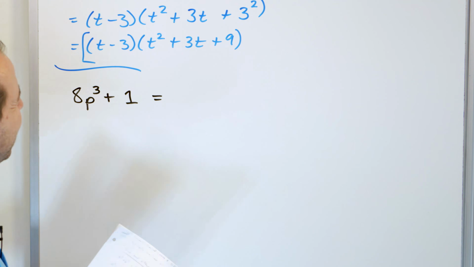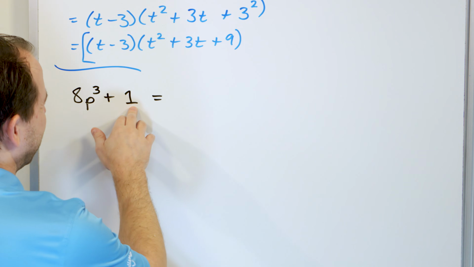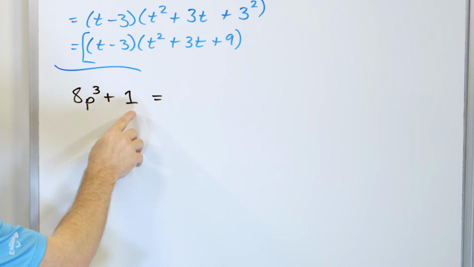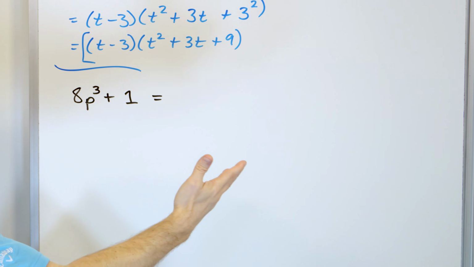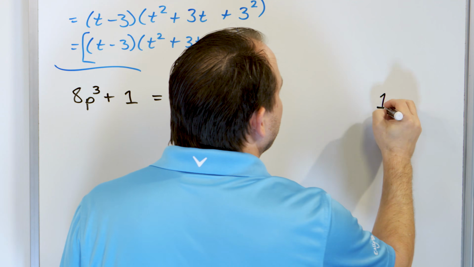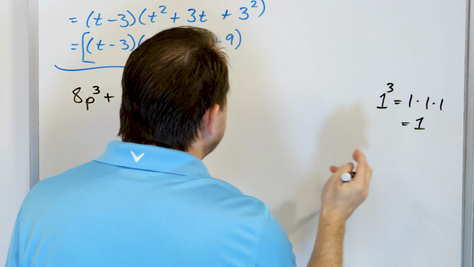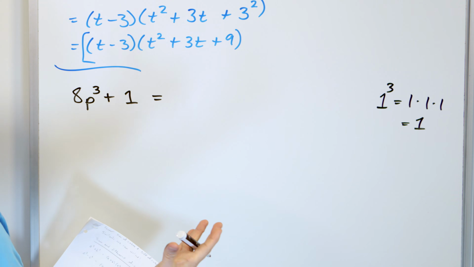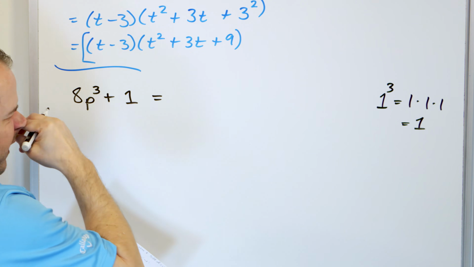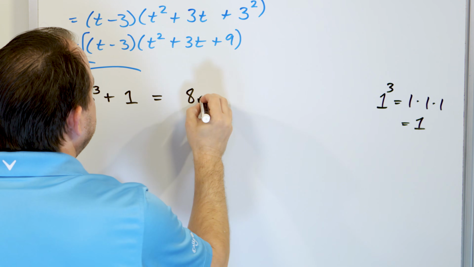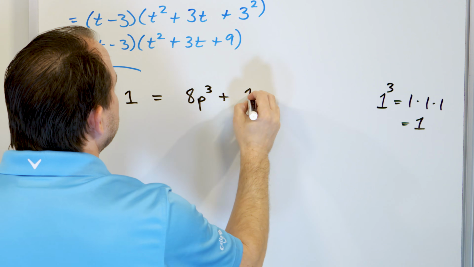Right? But it doesn't look like it's anything special here because of the number 1. But then you realize, wait a minute, the number 1 can be written as 1 cubed, right? I mean, when you think about it, 1 cubed is just 1 times 1 times 1, which is just equal to 1. So this number 1 can be written as 1 cubed. So you might say, all right, it could be written as 8p cubed plus 1 cubed.